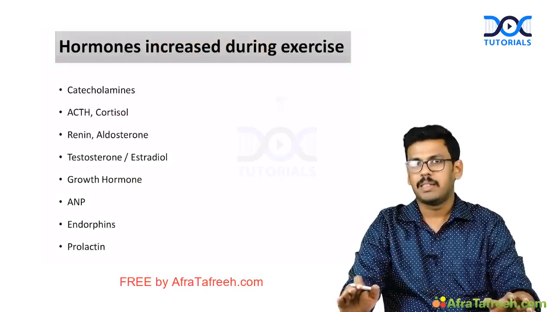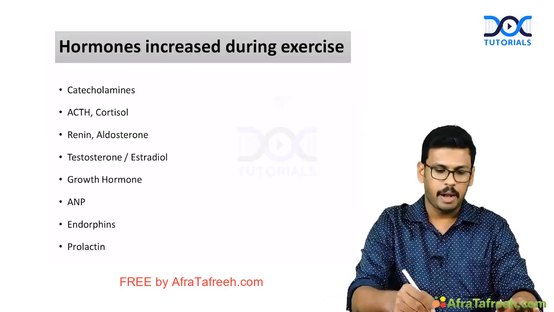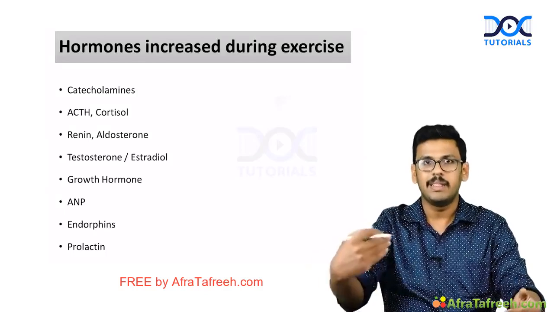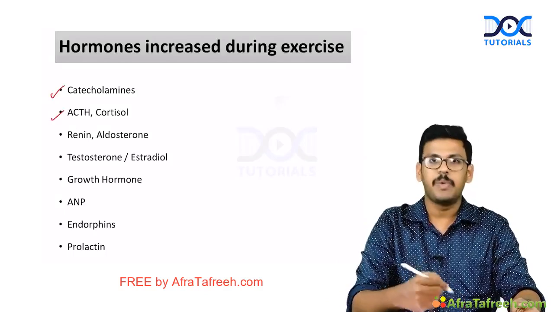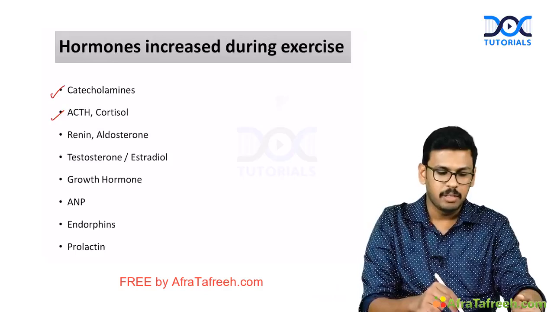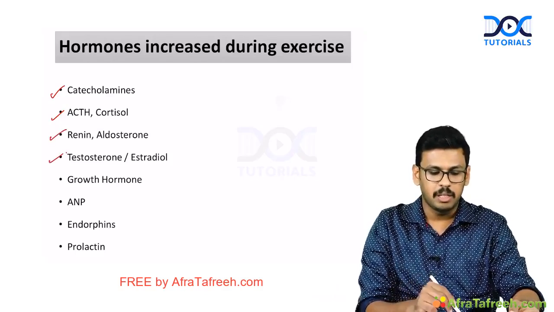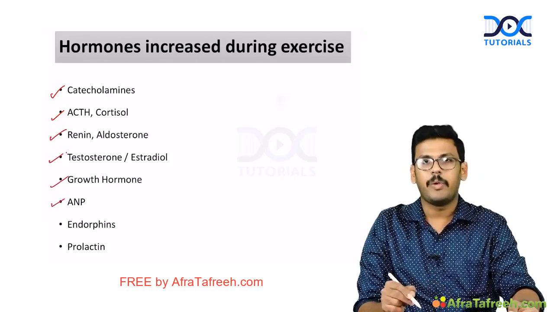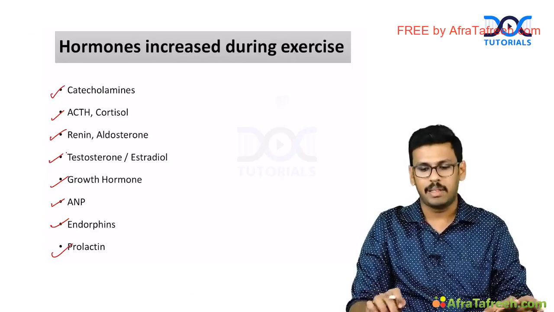So when a person exercises, there is a myriad of hormonal changes occurring, and mostly that is on an increasing side. The catecholamines will be increased, the HPA axis will be activated, and both the ACTH and cortisol levels increase, the RAS system is activated, the gonadal sex steroids increase, the growth hormone, the adrenal natriuretic peptide, endorphins, prolactin, everything will increase during exercise.